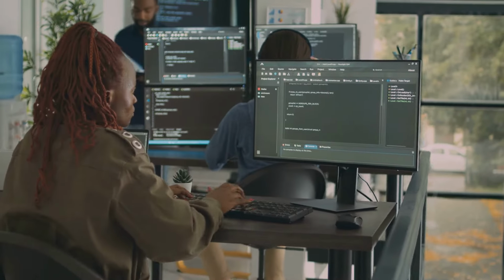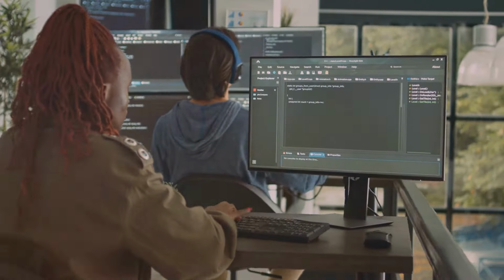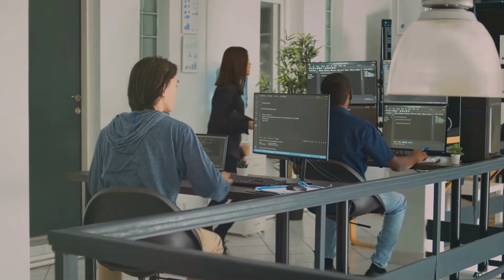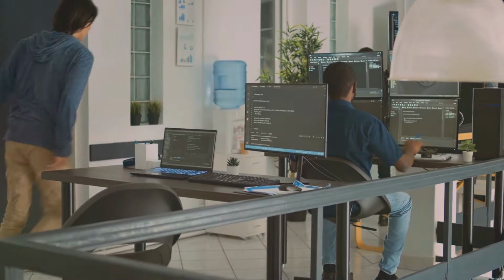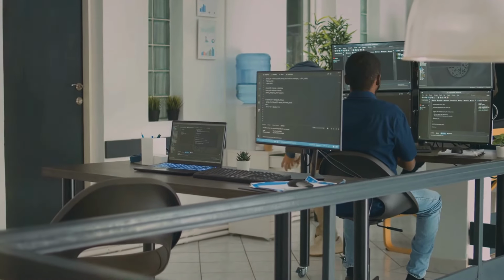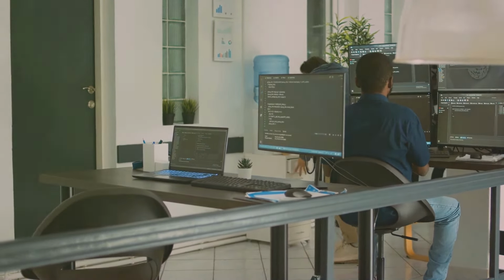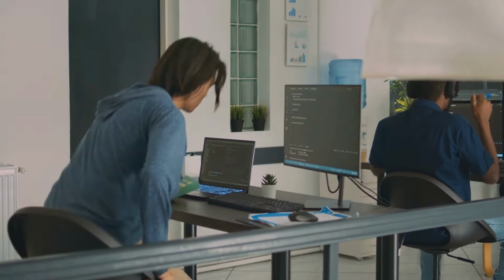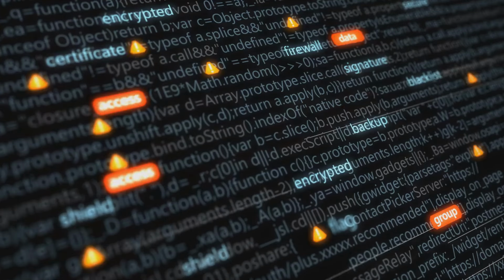That's where prepared statements come in. These are SQL statements that are sent to the database ahead of time with placeholders for the data. When the data arrives, it's treated as just that, data, and not part of the SQL command. This prevents an attacker from injecting malicious SQL into your queries.